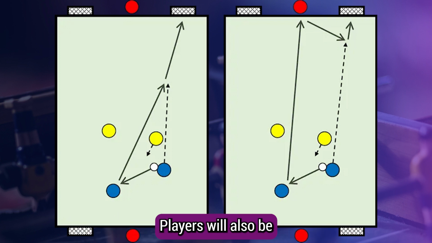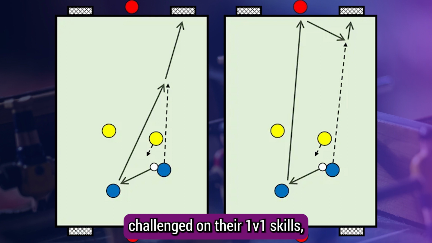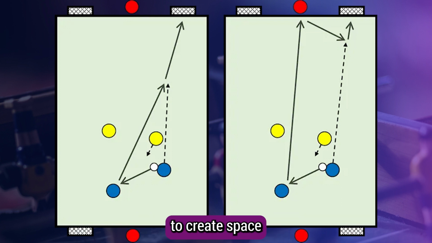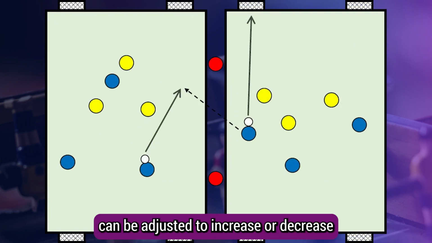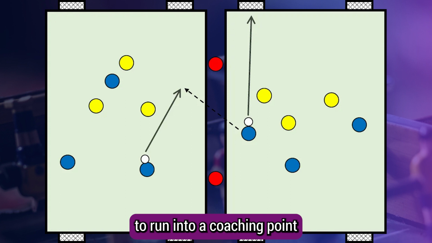In possession, players will also be challenged on their 1v1 skills, shifting the ball to create space for a forward pass or finish. The field size can be adjusted to increase or decrease the space for players to run into.